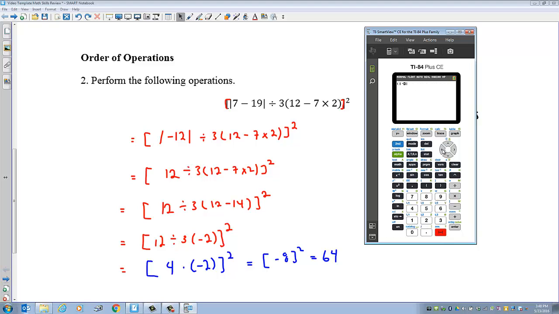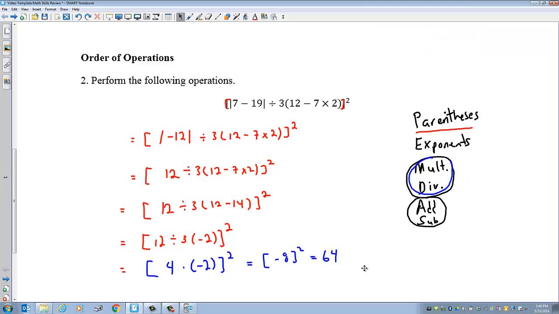Then 7 minus 19, so 7 minus 19. And then hit over to get out of the absolute value, and then divided by, and then I have 3 left parenthesis, 12 minus 7 times 2, in parenthesis, raised to the 2. And if I hit enter, I should get out 64, and I do, so I know I applied the order of operations correctly. So I got the right answer.